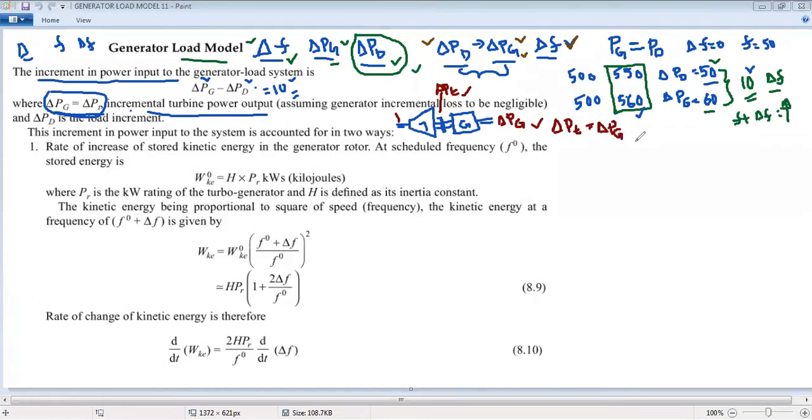When is this possible? It is possible if we assume that the generator incremental loss is negligible. That means if there are any losses inside the generator, those are negligible. No doubt there are losses in the generator, but for simplification in this analysis, we are assuming that the incremental losses in the generator are negligible.